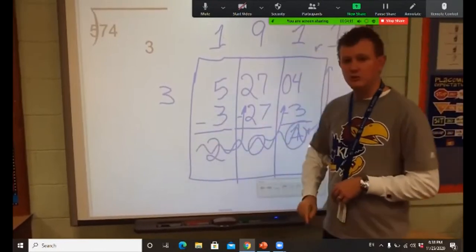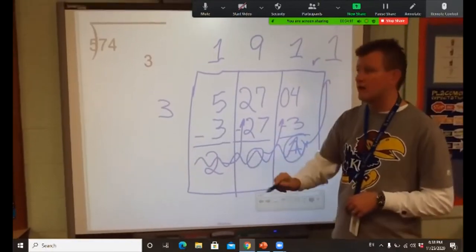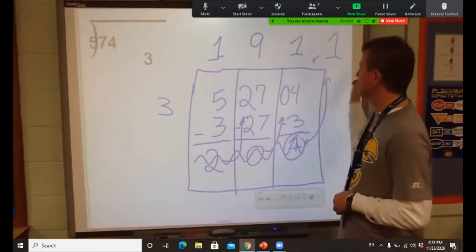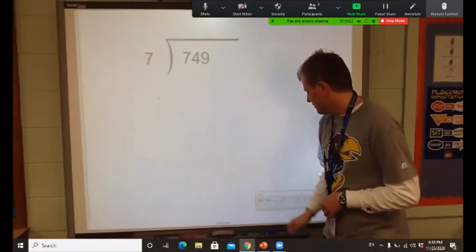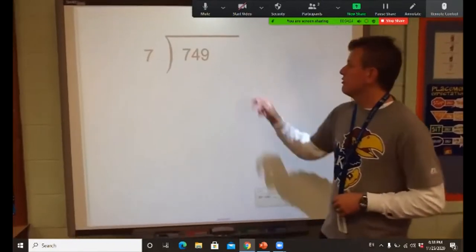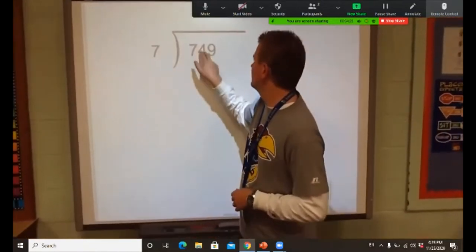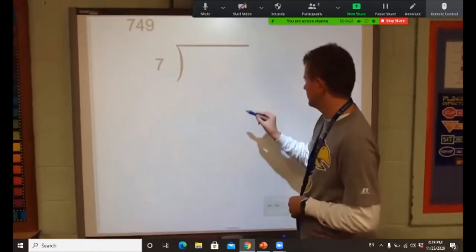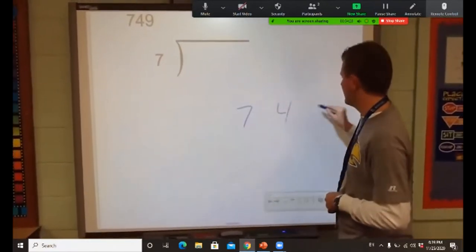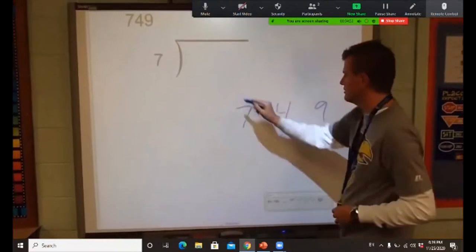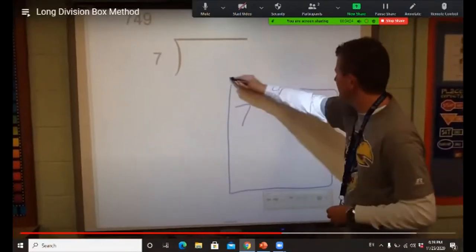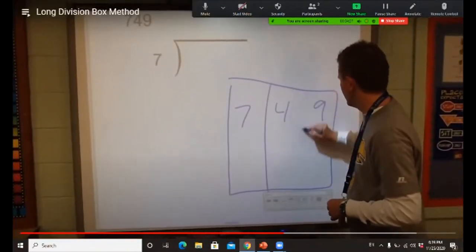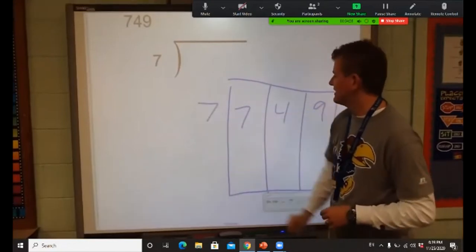So when you're done with your box division, you can just cross that all out. Your answer is always on top, 191, remainder 1. Let's do another one. 749 divided by 7. So I'm going to write 749, and I'm leaving space in between each digit, so I can draw all the lines, right? Divide by 7.